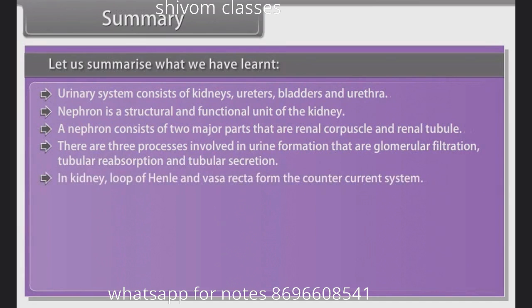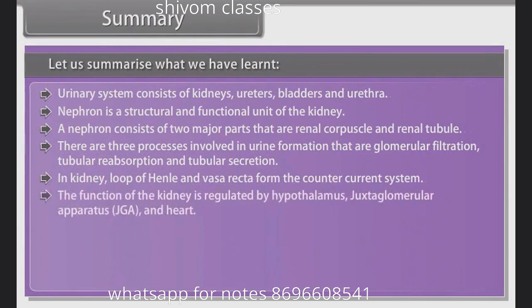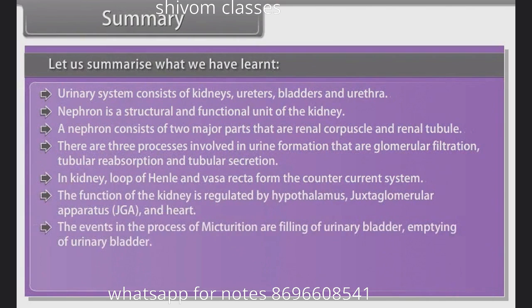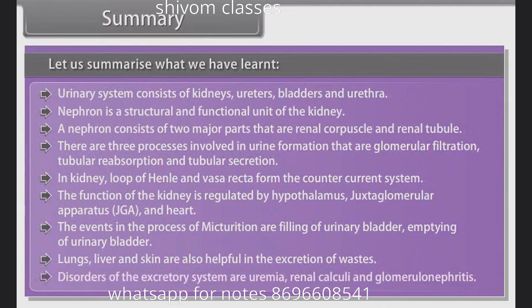In kidney, loop of Henle and vasa recta form the counter current system. The function of the kidney is regulated by hypothalamus, juxtaglomerular apparatus and heart. The events in the process of micturition are filling of urinary bladder and emptying of urinary bladder. Lungs, liver and skin are also helpful in excretion of wastes. Disorders of the excretory system are uremia, renal calculi and glomerulonephritis.